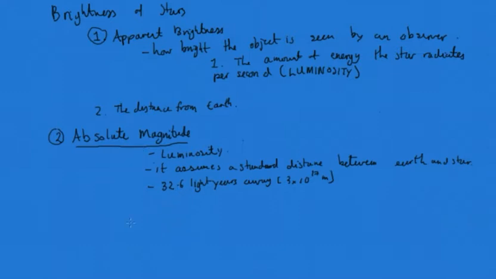And so with every star that we classify with its absolute magnitude, you're looking at what the luminosity is if the star was at this distance away from the Earth. So you can see that this is a more useful method of looking at the magnitude of the star.